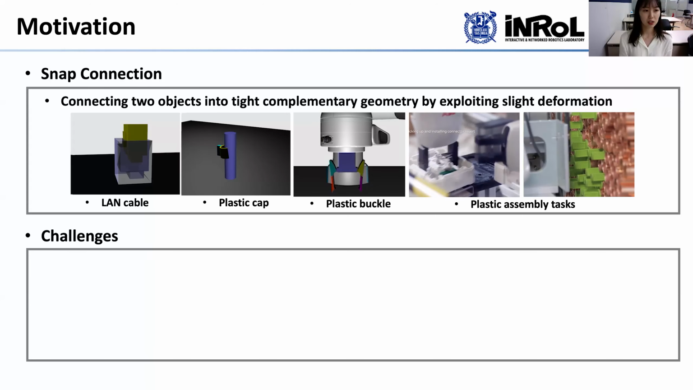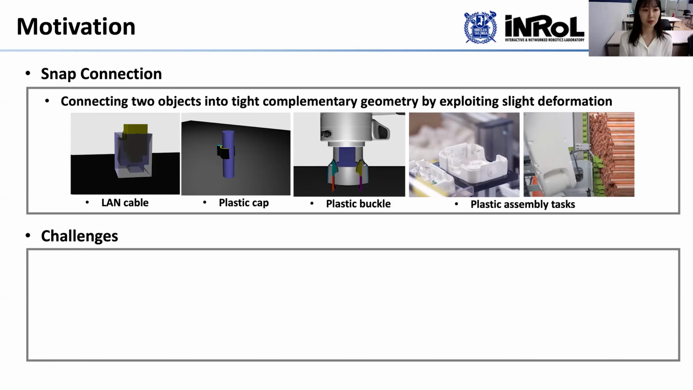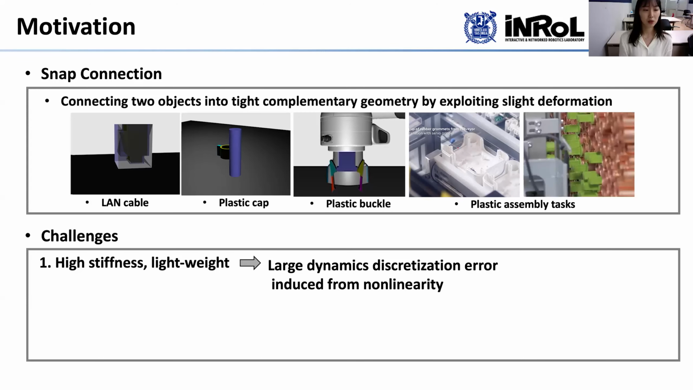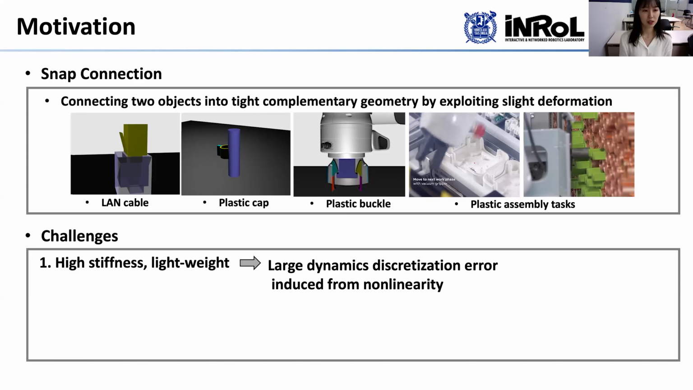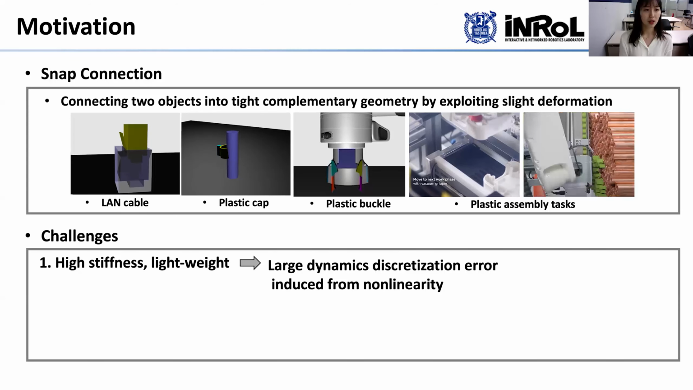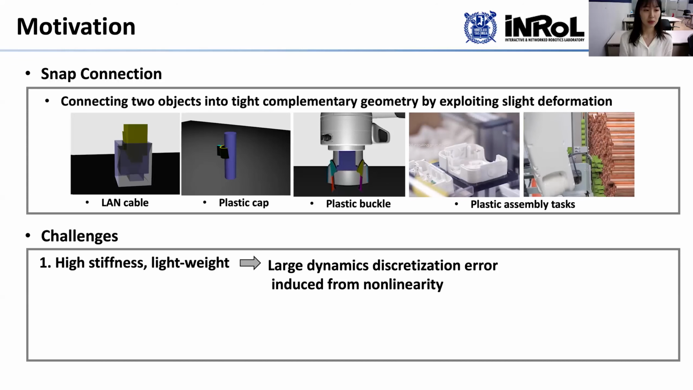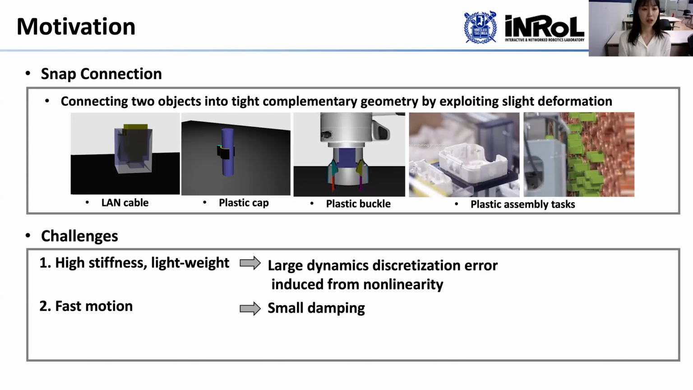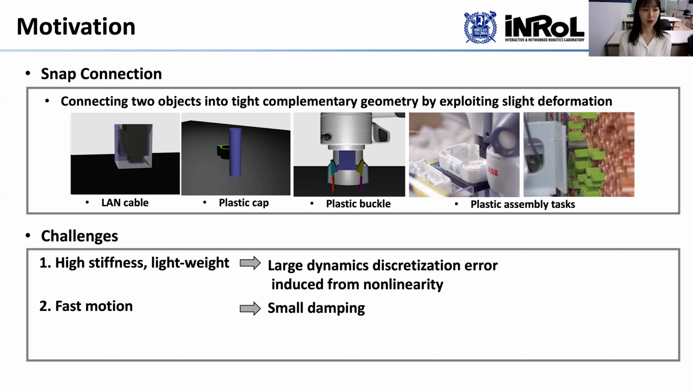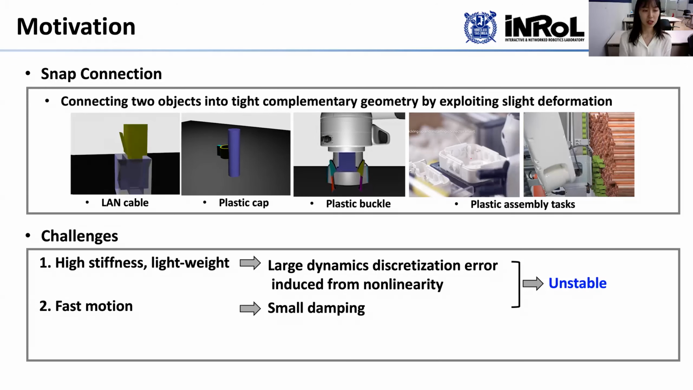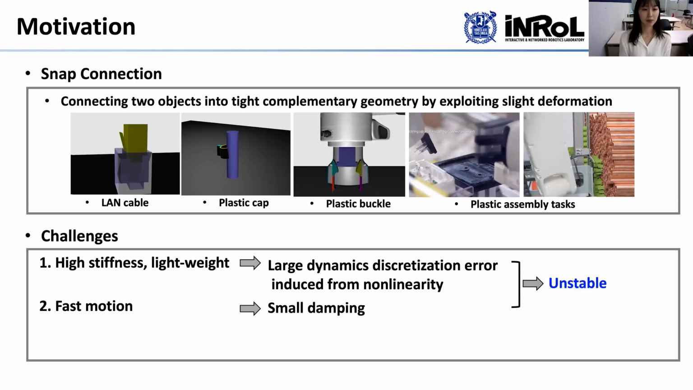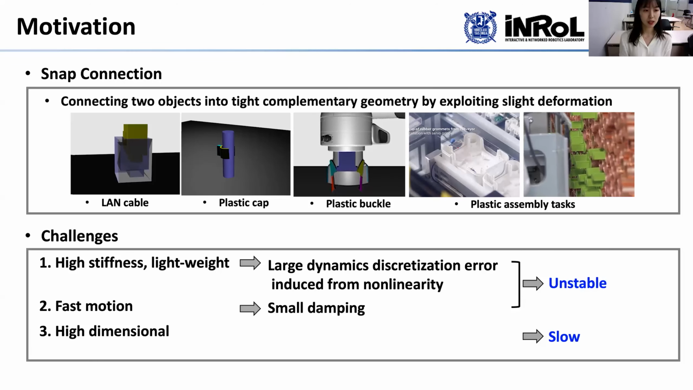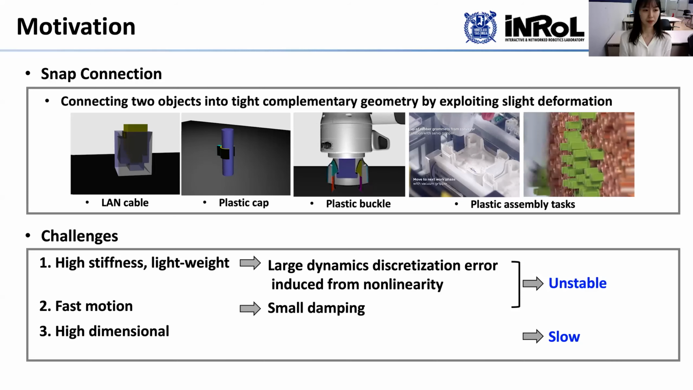However, the simulation is challenging for three reasons. Firstly, the snap connector has high stiffness and lightweight, which leads to large dynamics discretization error when any nonlinearity is included in the dynamics. In addition, to simulate fast snapping motion, a noticeably small damping is required, and for these reasons, the simulation becomes unstable. And finally, the deformable object has high dimension, which makes the simulation slow.